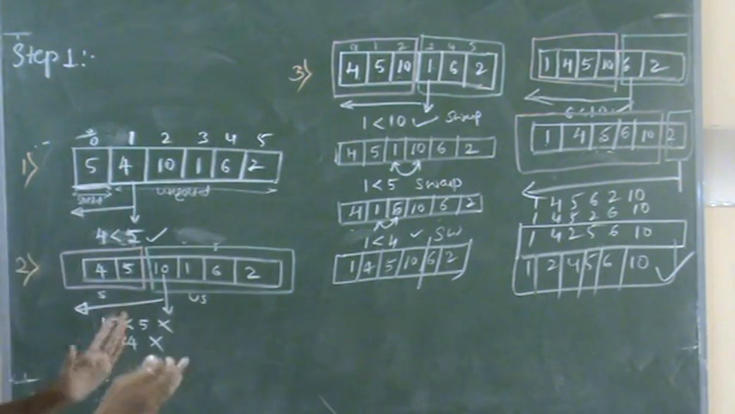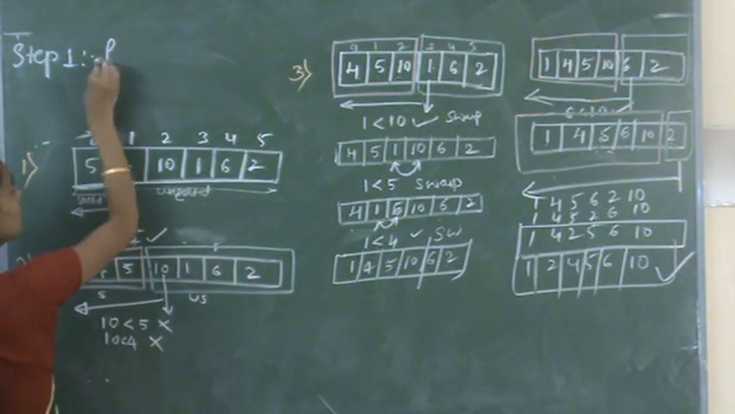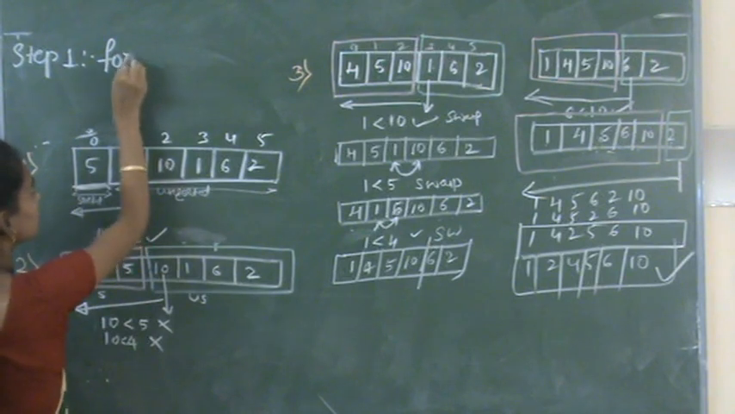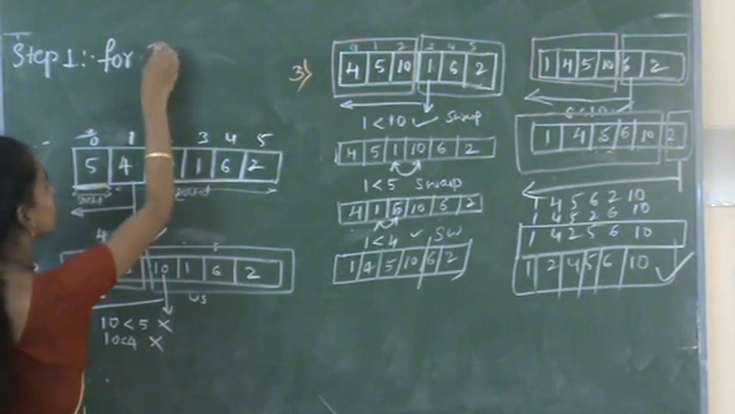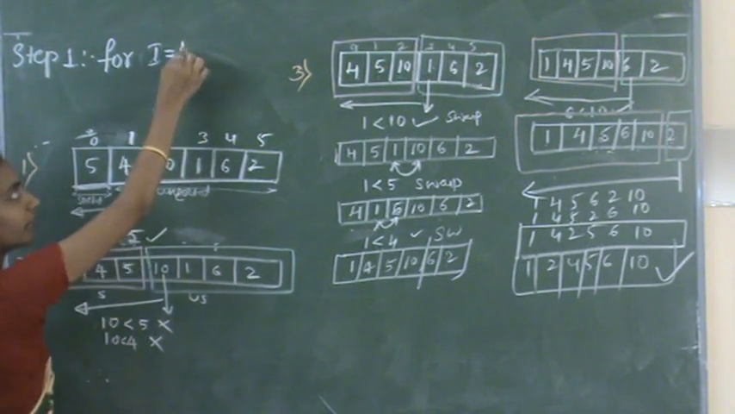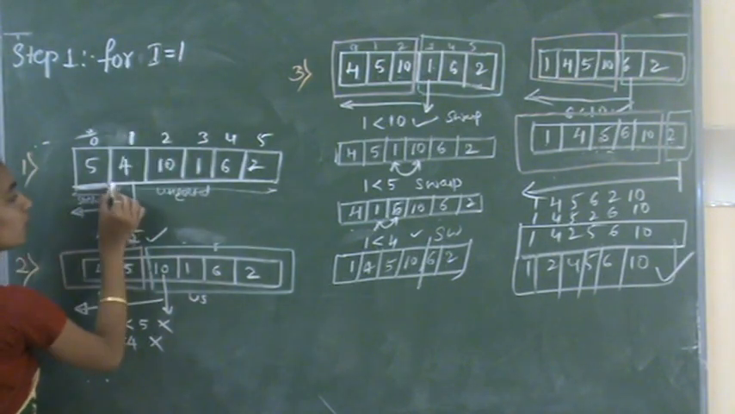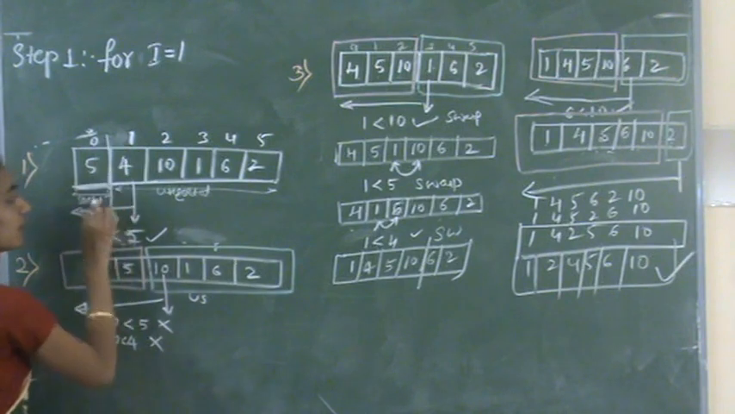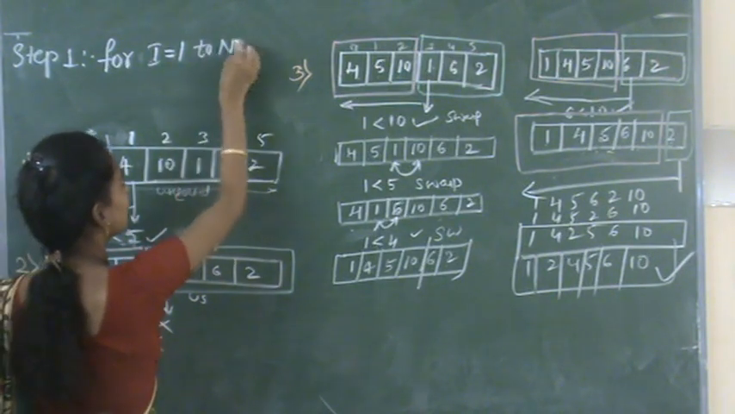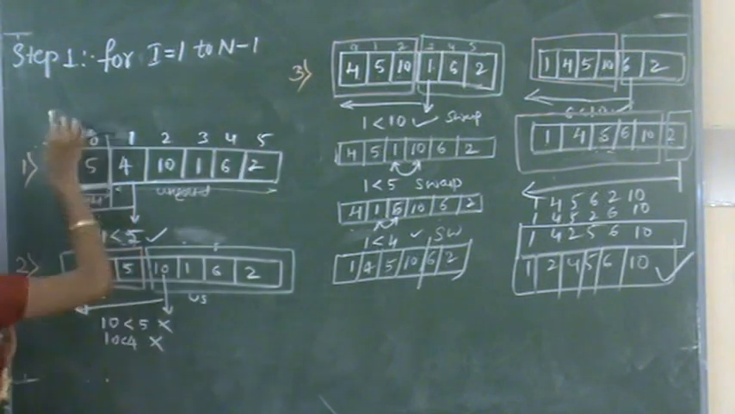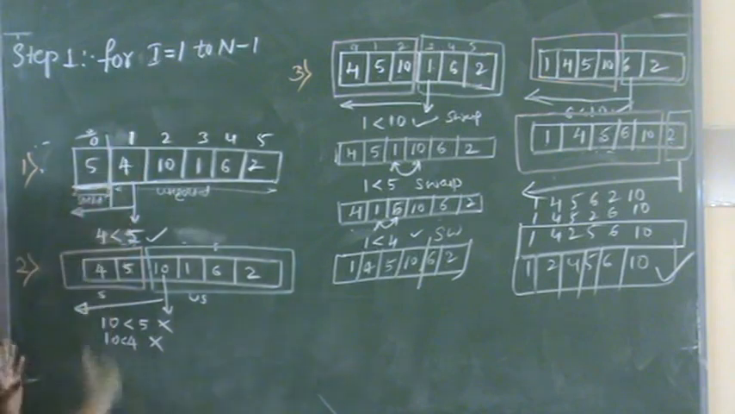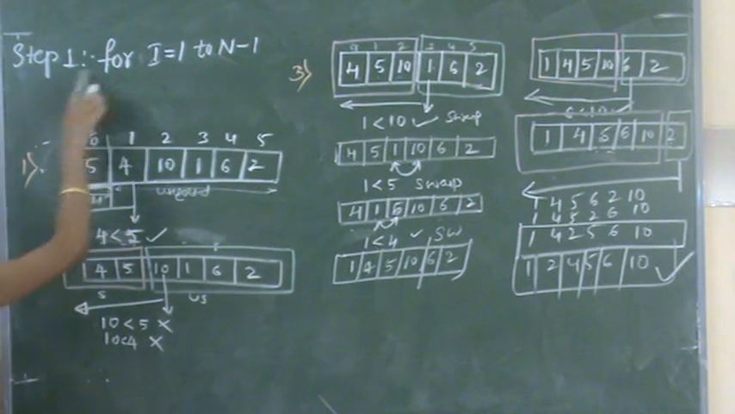After this we need to check, so we need to travel in the array, right? For that we are using for I equals 1, because we have to travel after the first element. So I equals 1 to n minus 1. What is n here? 6. So 6 minus 1 is 5. We will get the value, right? So this is the first step.